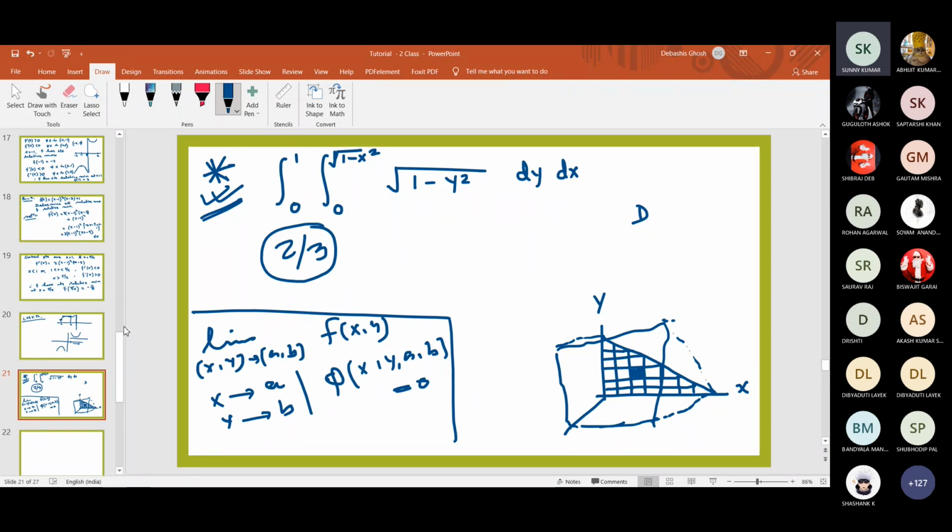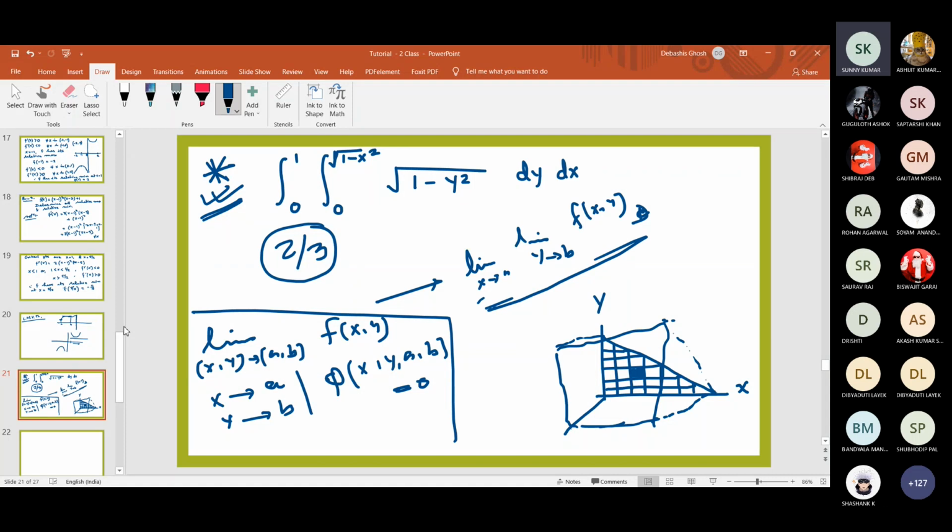But if you evaluate this limit by a repeated limit, that is a different limit: limit x tends to a and limit y tends to b of f(x, y). That time we are considering that as y tends to b, x is fixed. Because x is fixed, you evaluate this as a single variable limit. That is the repeated limit evaluation.